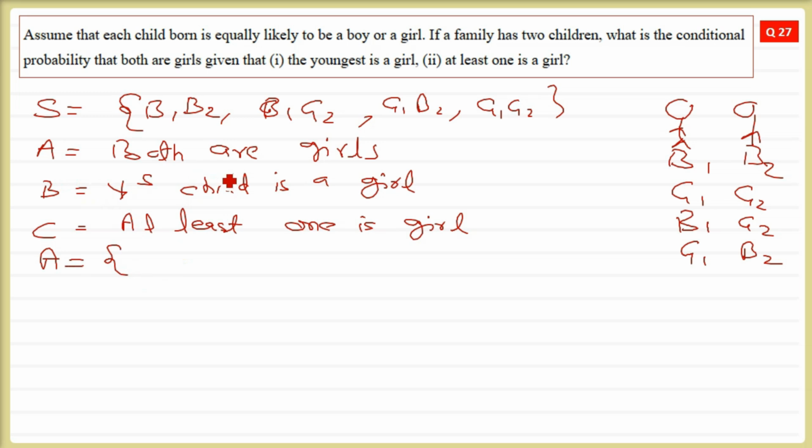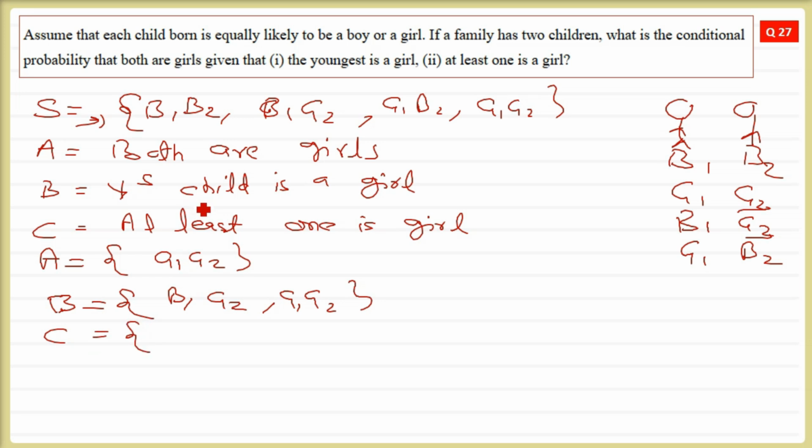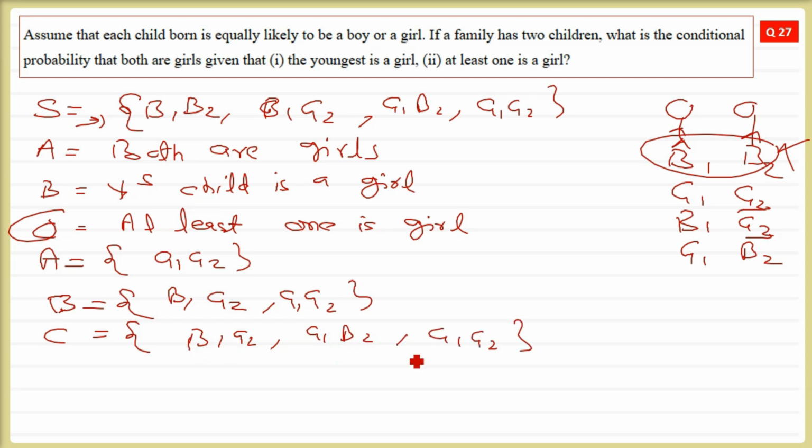Now let's make A, the set where both are girls: G1, G2. Then B, the youngest is a girl, means the second child should be a girl. So G2 should be there: G1, G2 and B1, G2 are the possibilities. I'm taking it actually from the sample space only. C is at least one is a girl, so only the two boys case can be ignored. Others can be taken: B1, G2, G1, B2 and G1, G2. So all these 3 have at least one girl. Number of elements in A is 1. Number of elements in B is 2. Number of elements in C is 3.